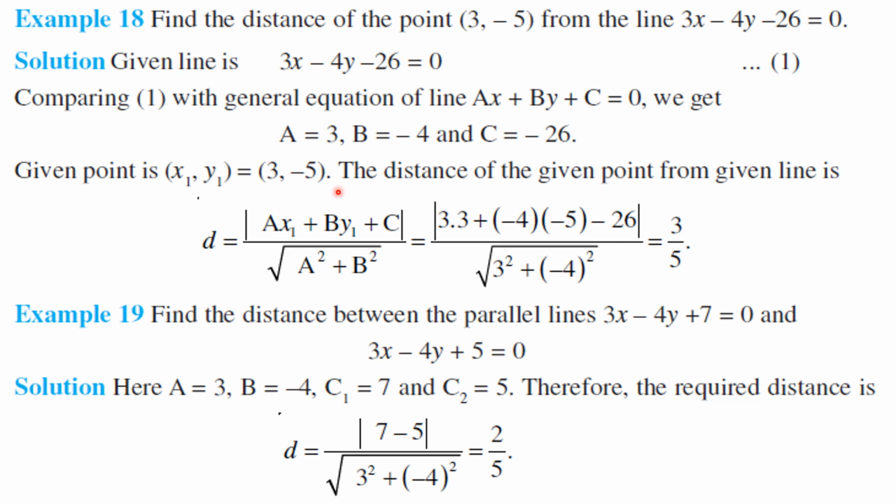Then the distance of the given point from the given line is d, that is equal to modulus of (ax1 + by1 + c) by root of a square plus b square. Do you remember this formula? Have you memorized this formula well, my children? Right. In this formula, let us substitute the values of a, b and c and x1, y1. Then what will you get?